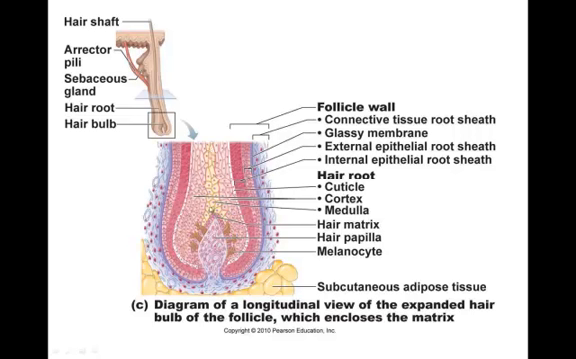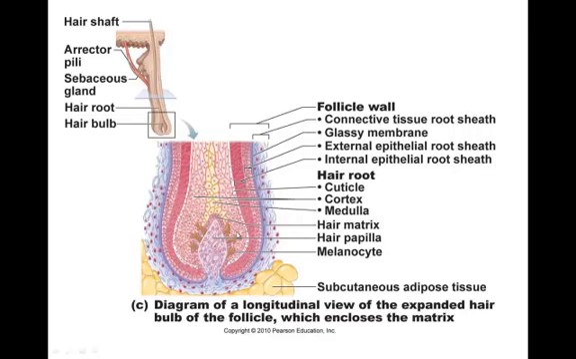Now here in the medulla, these little yellow cells right here, the cells aren't so tightly packed here, and in the medulla there might be some air, but that's the middle of the hair. On the outside we have our cortical cells, the cortex. So here we have the hair cortex.